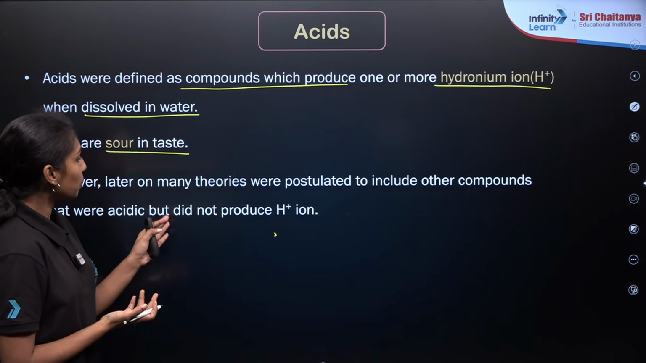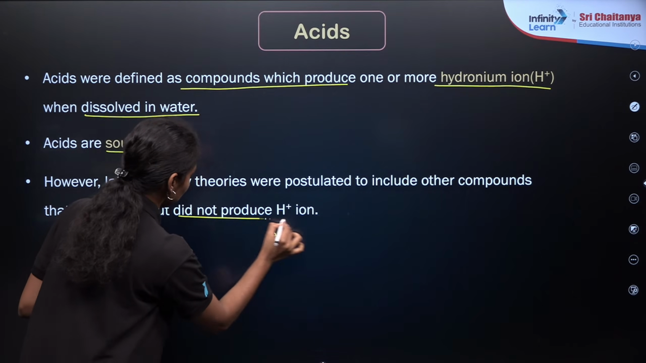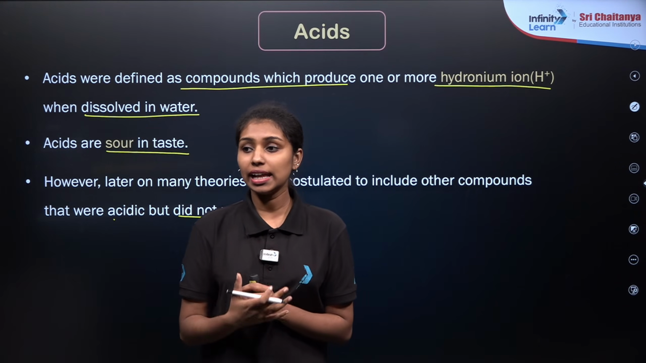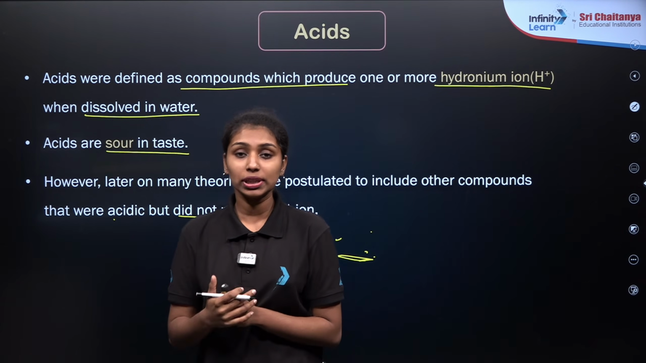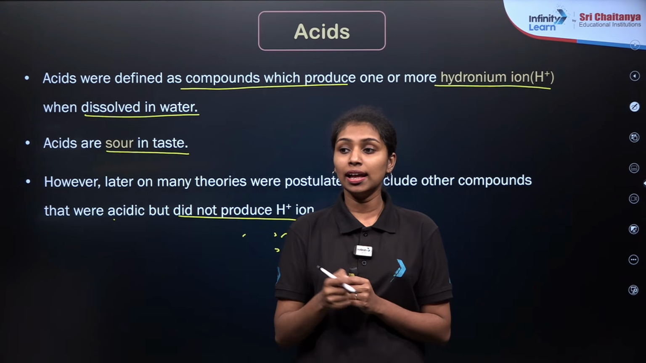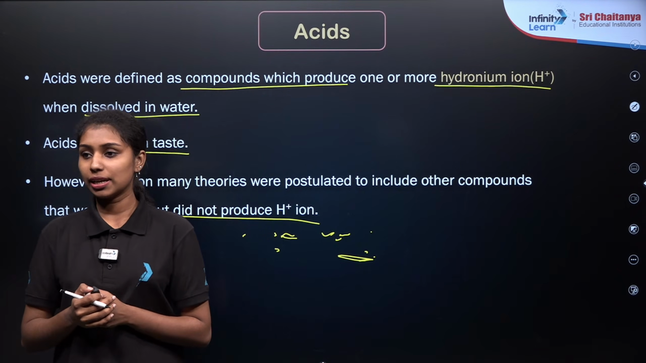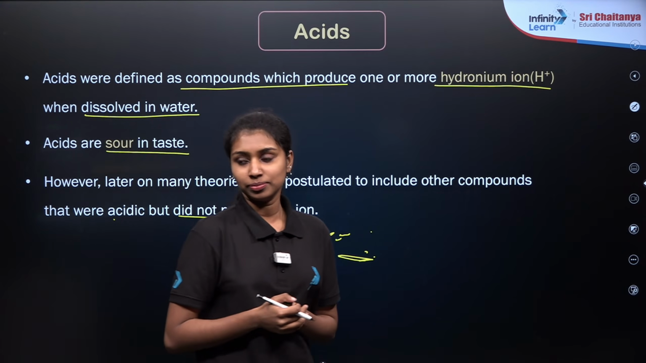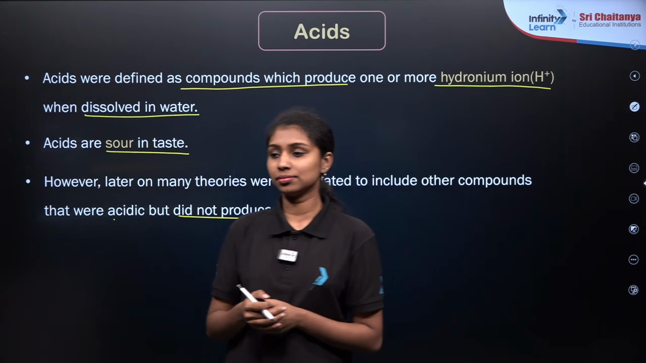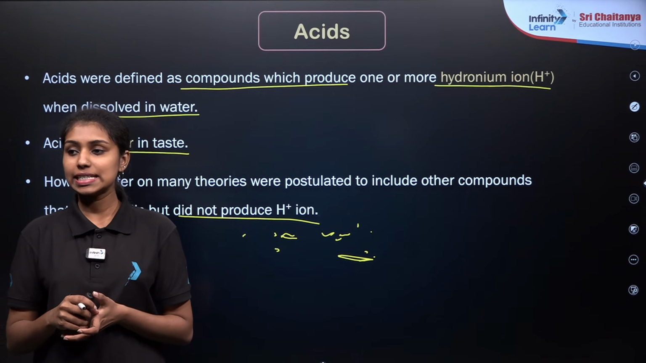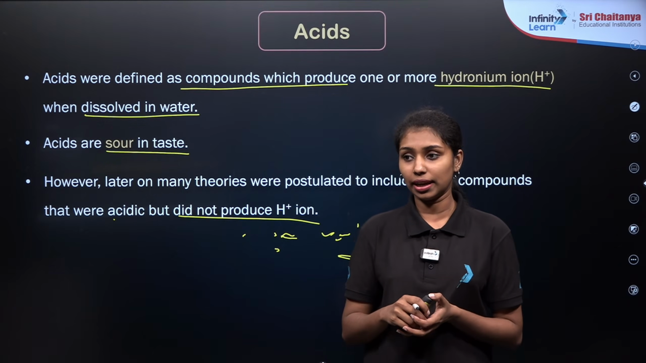Later on many theories were postulated to include other compounds that were acidic but did not produce H plus ion. So in general we can say that acids are substances that produce H plus ion. But later, when discussing the theories of acids and bases, we can say that acids can be defined by 3 different theories. What are they? First is the Arrhenius theory, then the Lowry Brønsted concept, then the Lewis acid base theory.